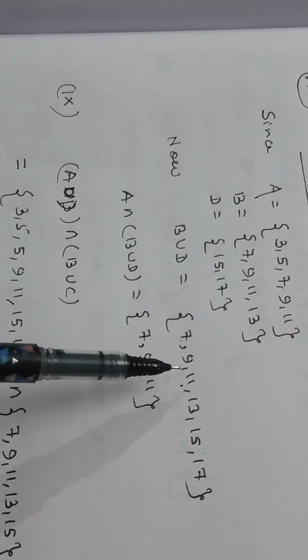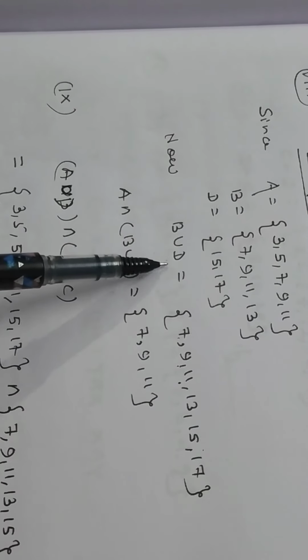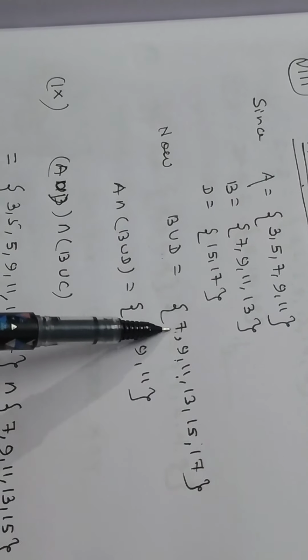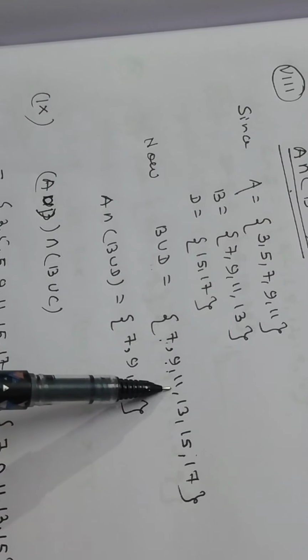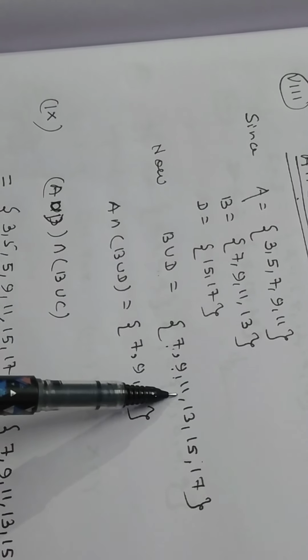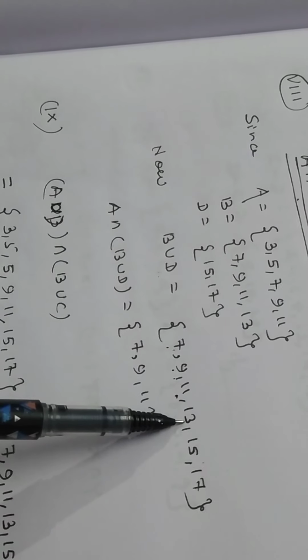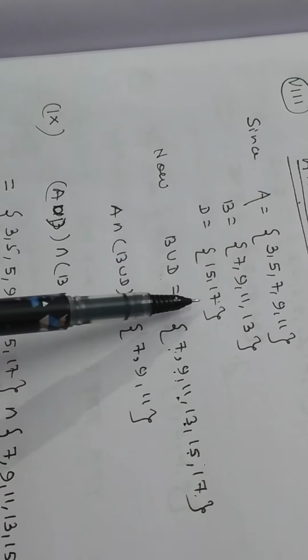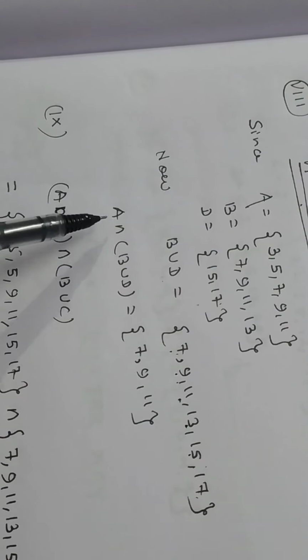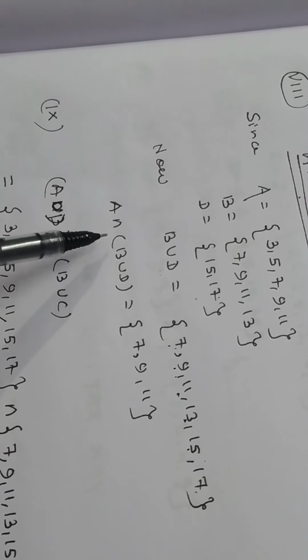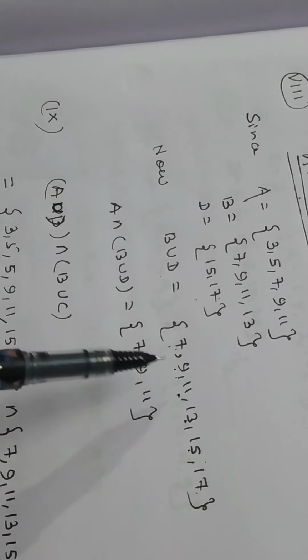Not common. B union D. Sorry, B union D: 7, 9, 11, 13, 15, 17. This is B union D. Now, we have to find A intersection (B union D).